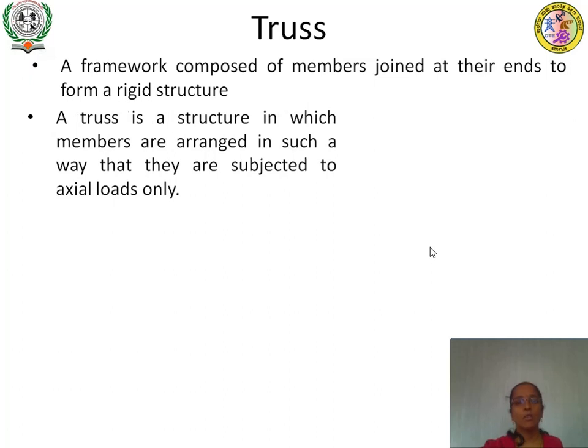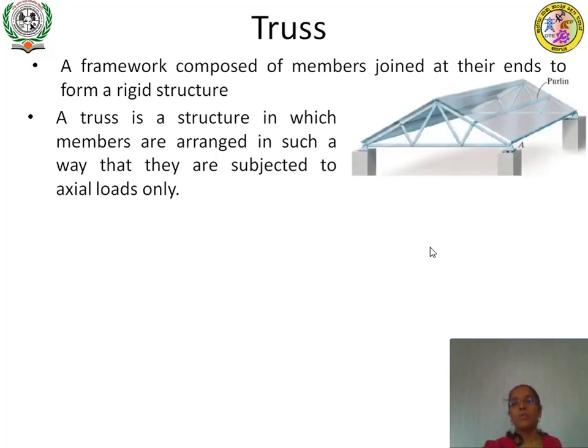We can also define a truss like this. A truss is a structure in which members are arranged in such a way that they are subjected to axial loads only. So the members of a truss are only subjected to axial loads. They will not be subjected to any shear force or bending moment.